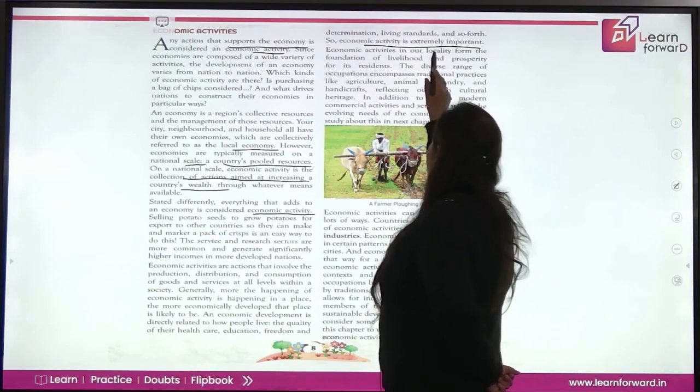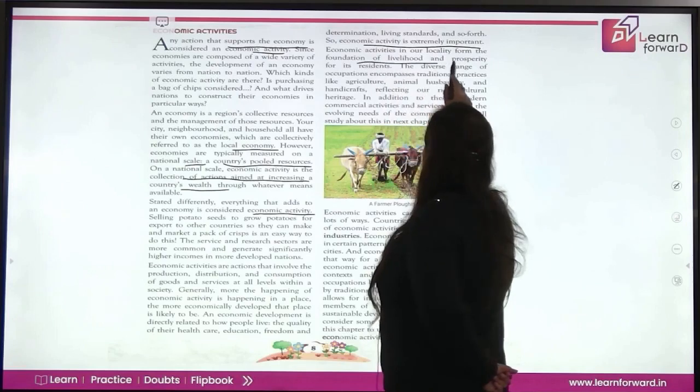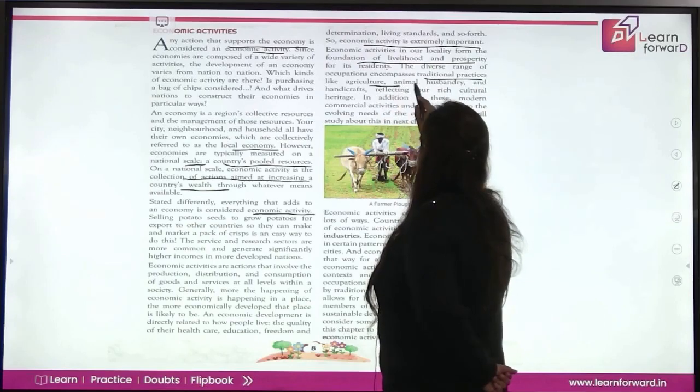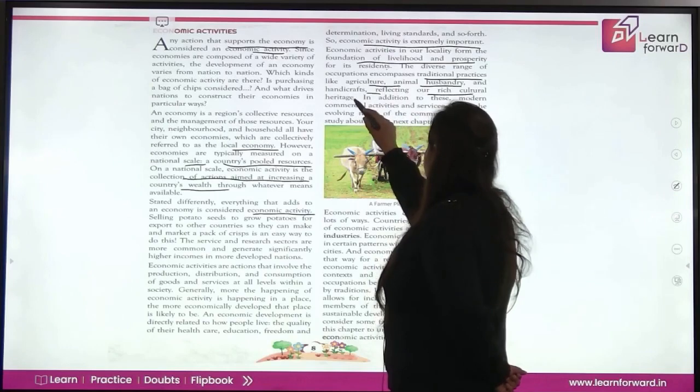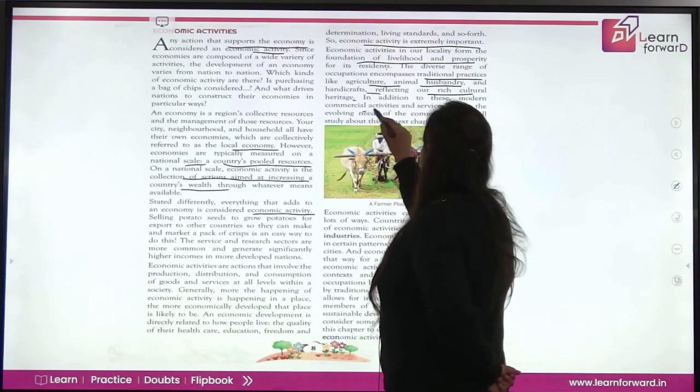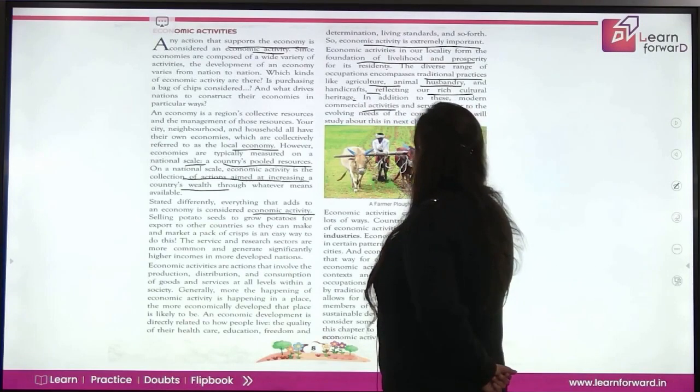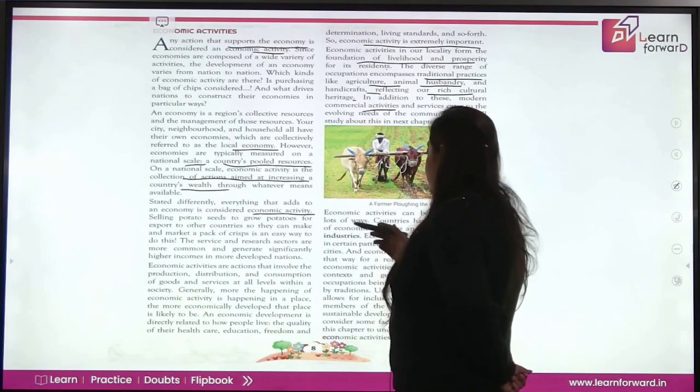Economic activities in a locality form the foundation of livelihood and prosperity of the residents. The diverse range of occupations encompasses traditional practices like agriculture, animal husbandry, and handicrafts, which reflect a rich cultural heritage. Along with this, there are many commercial activities which help in the growth of the economy. See, all these economic activities, they are contributing in a lot of ways.